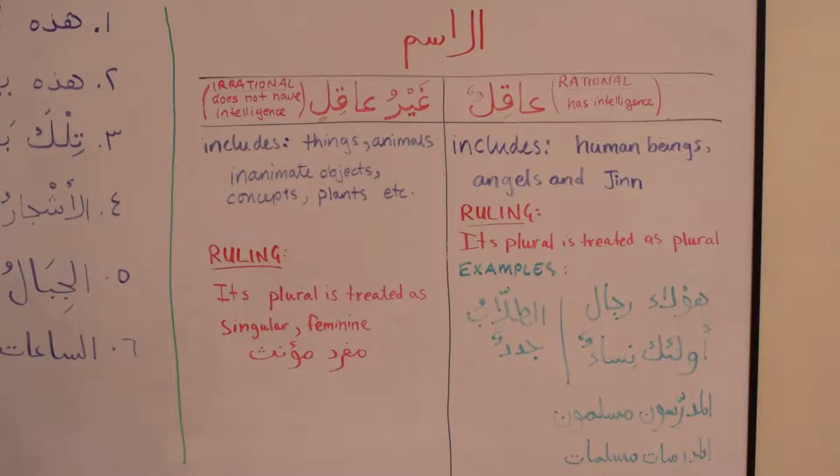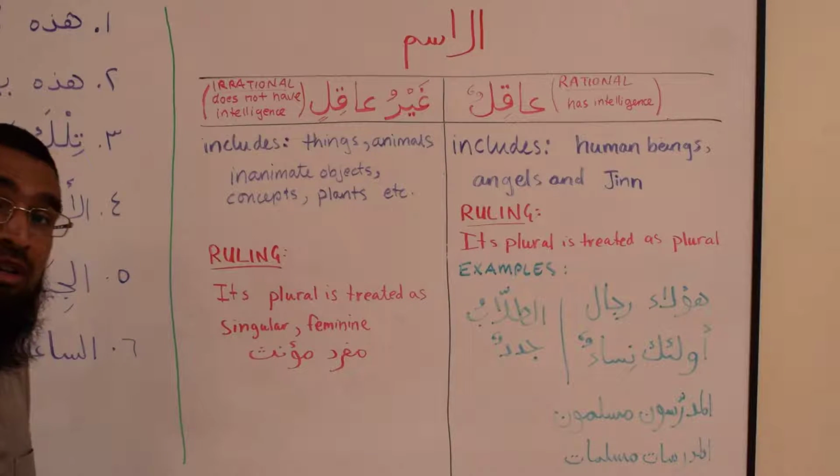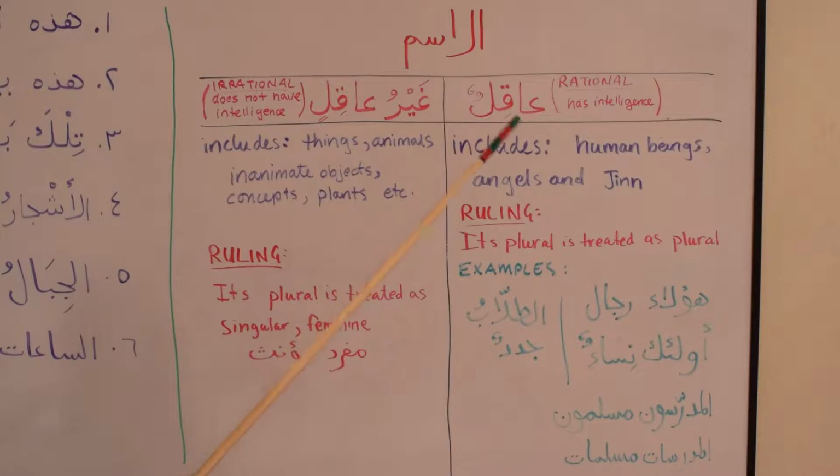Let us look closely at the jam' ghayr 'aqil, the irrational plural. In the Arabic language, the ism is subdivided into 'aqil and ghayr 'aqil. Ghayr means not 'aqil.